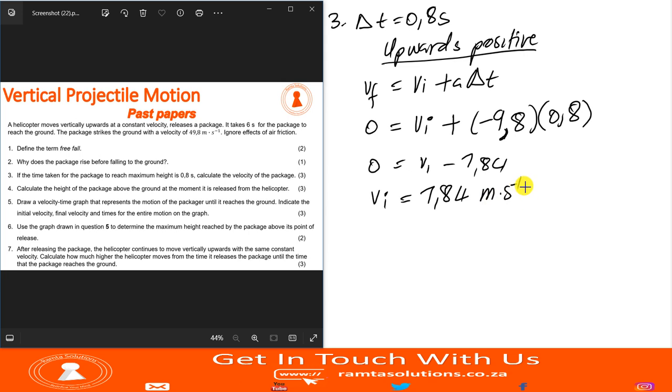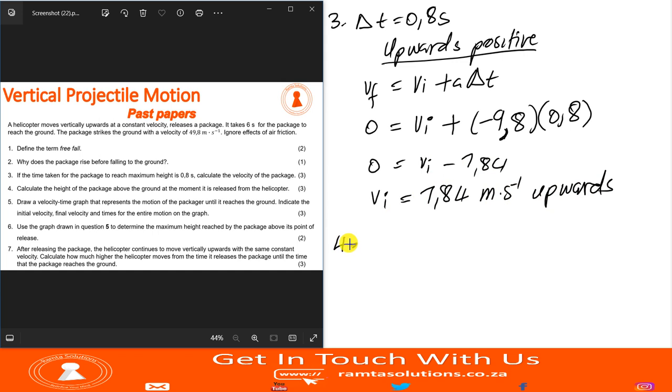They asked for the velocity, 7.84 meters per second upwards, as you can see. Even the calculation proves that indeed it was 7.84 meters per second upwards, as we are getting a positive value here. Perfect.